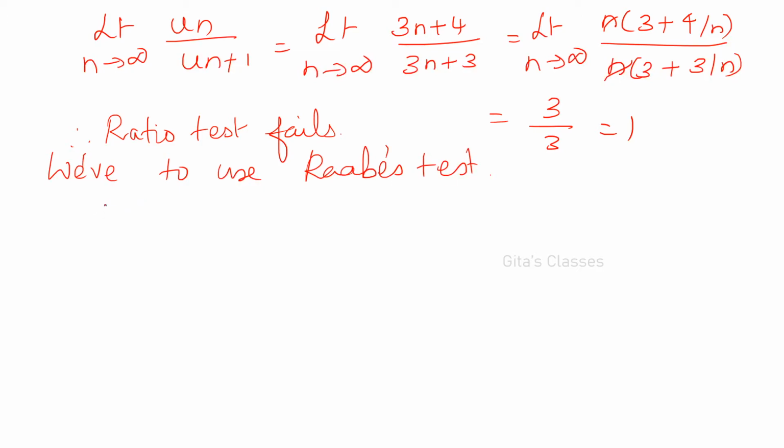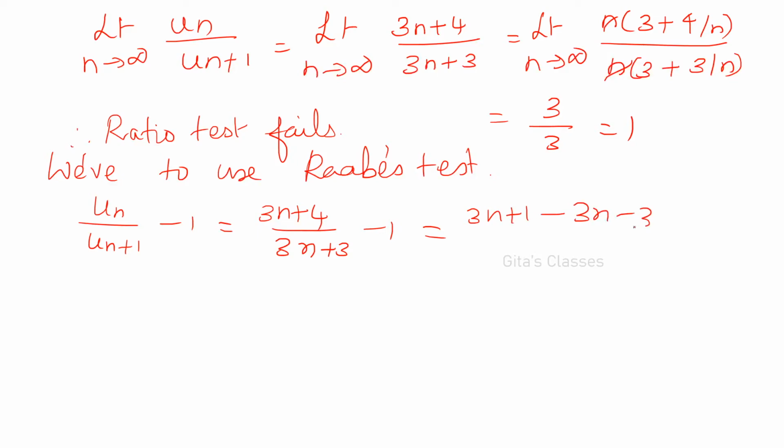Now u_n by u_n plus 1, how will you apply this Raabe's test? You have to find n times (u_n by u_n plus 1 minus 1). So here you have (3n plus 4) divided by (3n plus 3) minus 1. Take LCM: 3n plus 4 minus 3n minus 3, divided by 3n plus 3.